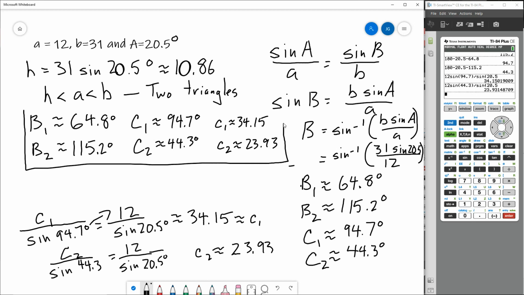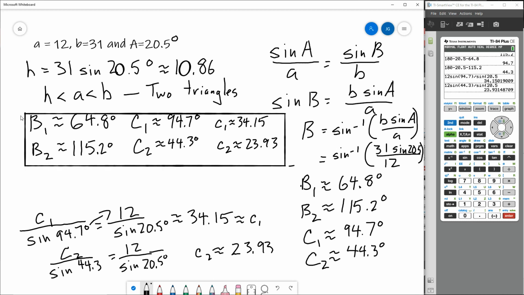If it turned out that I was in one of the situations where I only have one possible triangle, I do the same whole process, finding B using the reciprocal law of sines, and then using that to find C as well as the length of c, but I only have to do it for one triangle. So it's the same process, just doing it one time instead of two times.